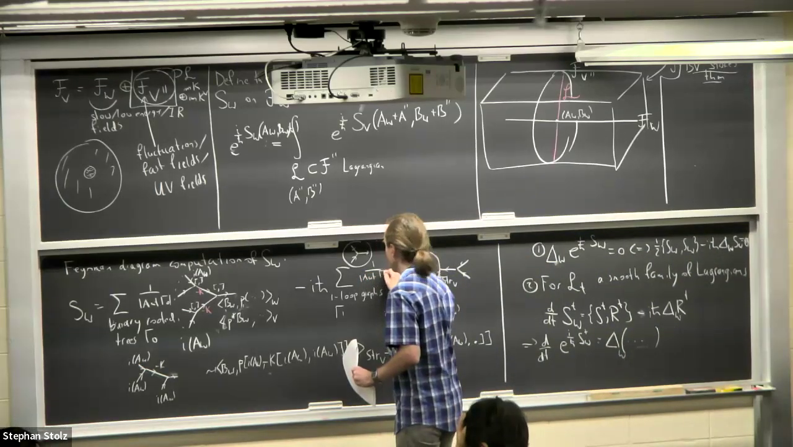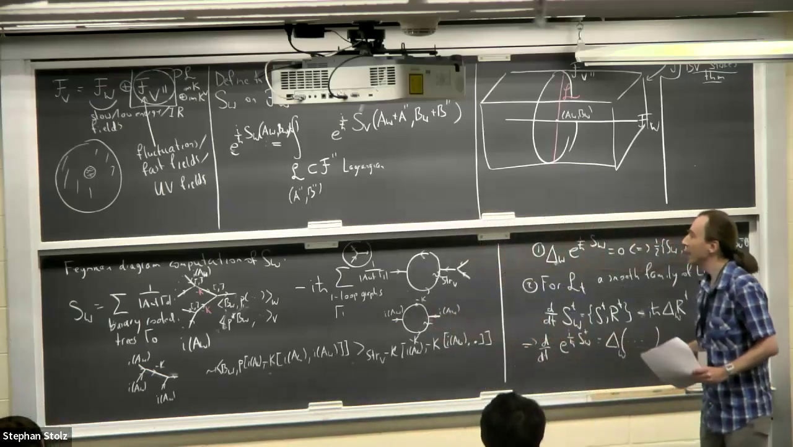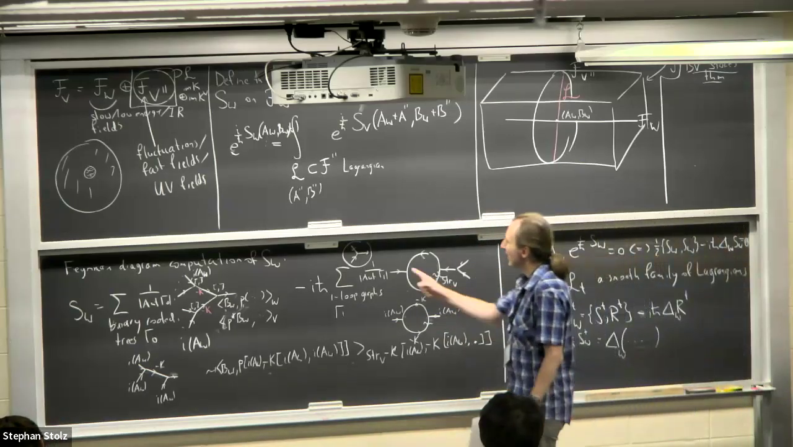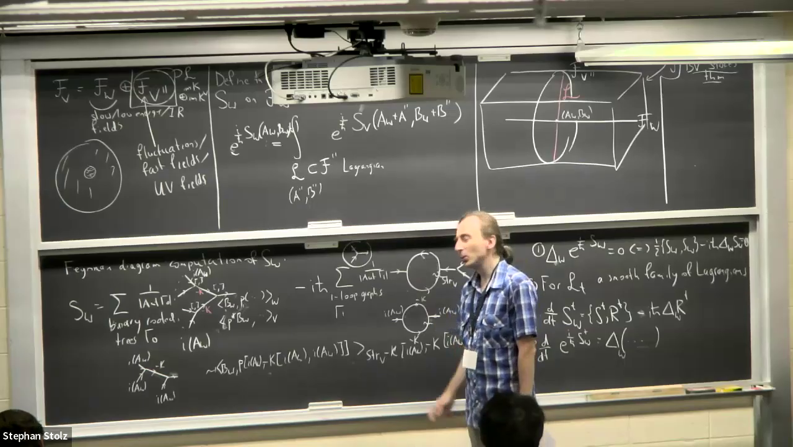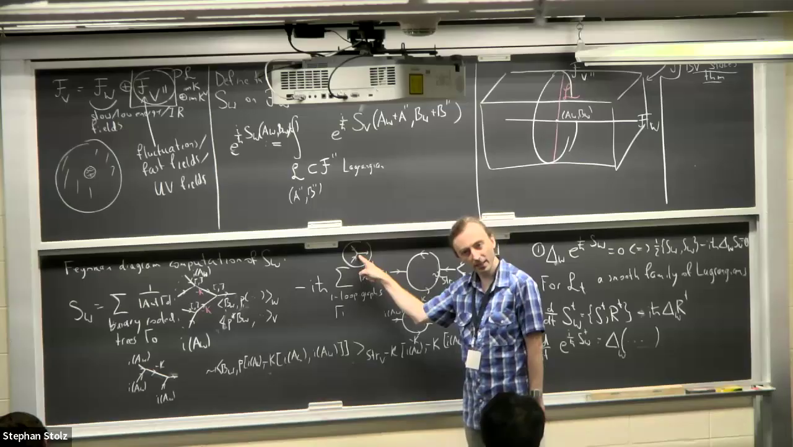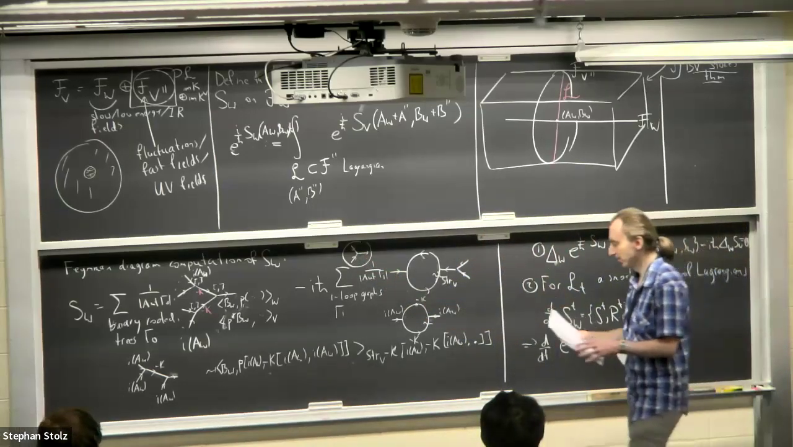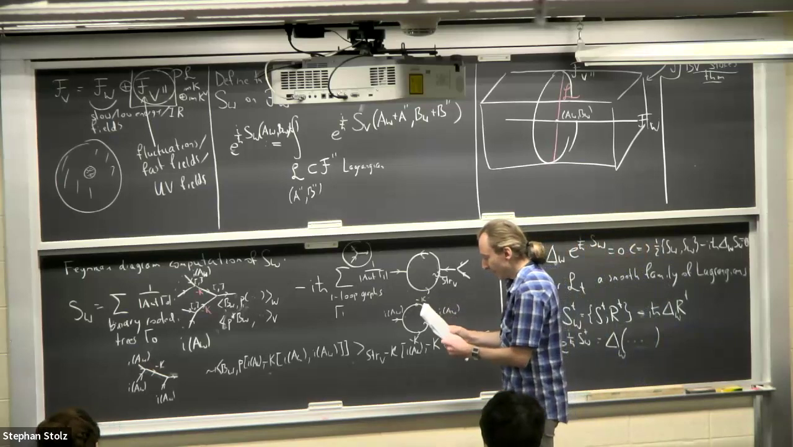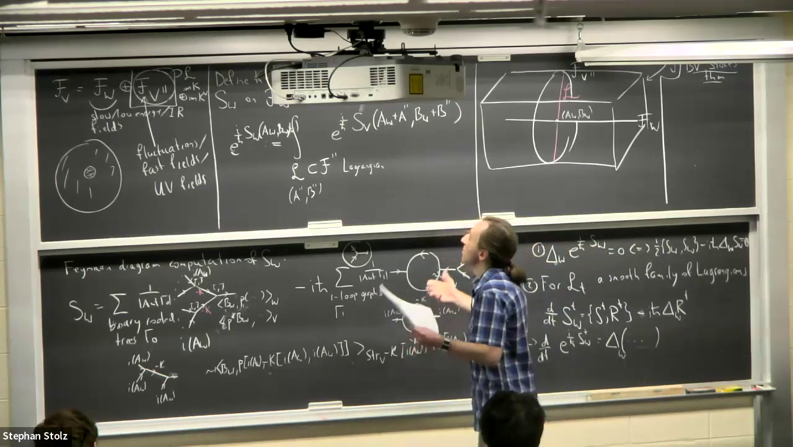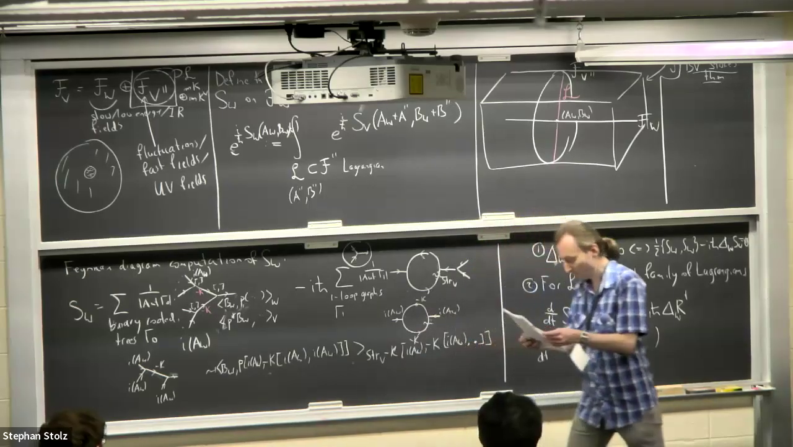One more question: why is there no two loops? That's because of the same reason. If you try to construct connected two loop graphs, oriented two loop graphs where each vertex is oriented like that, that's impossible. So this is an interesting feature of BF theory, that there are no higher loop graphs.